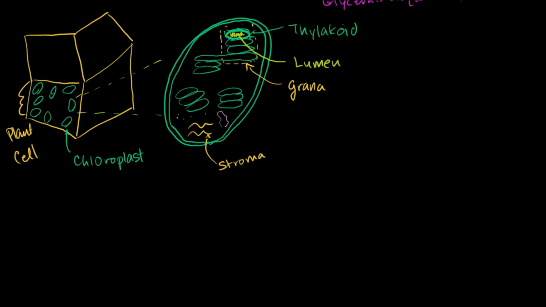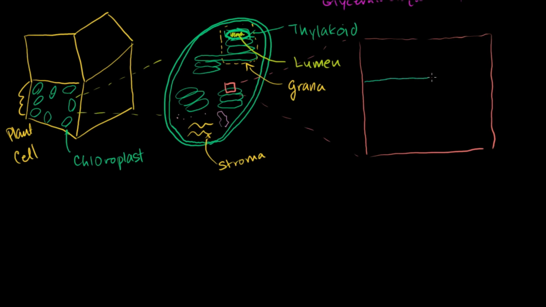Let's zoom in again on one of these thylakoid membranes. So I'm going to zoom in. Let me make a box. Let me zoom in right there. So that's going to be my zoom in box. Let me make it really big, just like this. So this is my zoom in box. That little box is the same thing as this whole box. So we're zoomed in on the thylakoid membrane. So this is the thylakoid membrane right there.